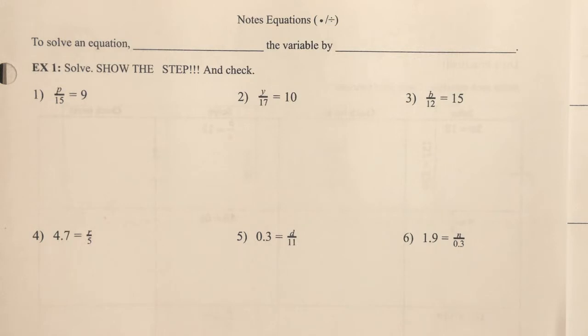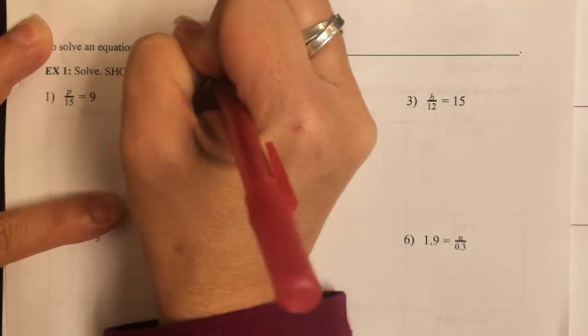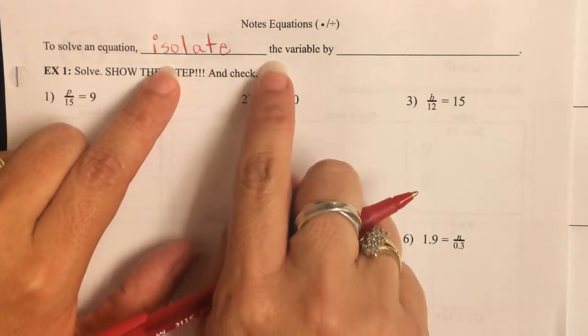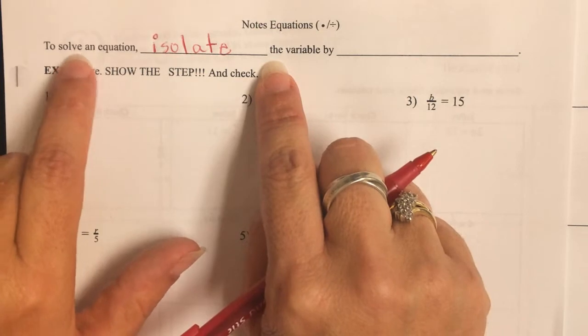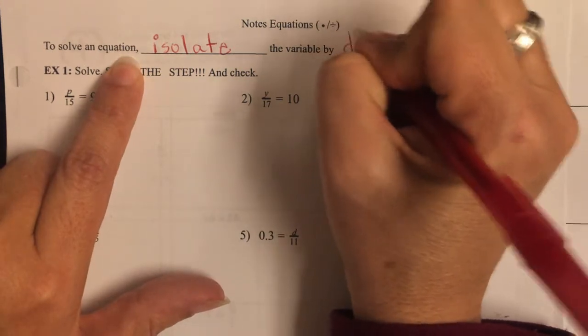To solve an equation, what do we do with the variable? What was the fancy word? Do you remember? Yesterday, it's on the notes. Started with an I. Weird word. What? Isolate? Yes! Isolate. Okay, I know it's weird. We're going to isolate. Such a fancy word. Isolate our variable, meaning we're going to bring it off by itself. Let me start over. To solve an equation, isolate the variable by doing the opposite.